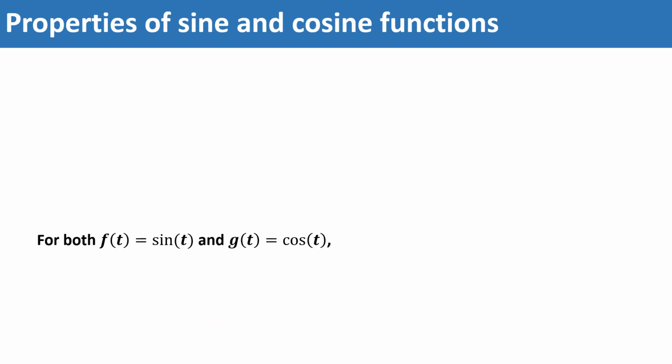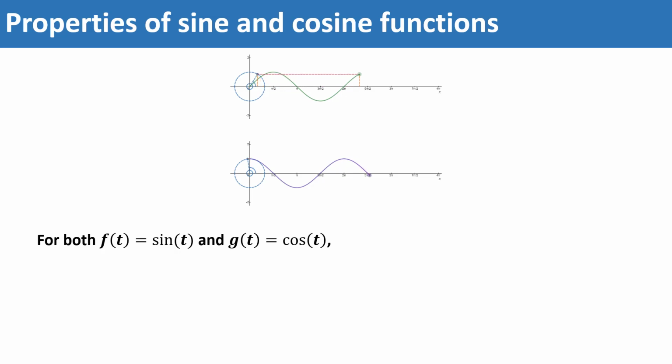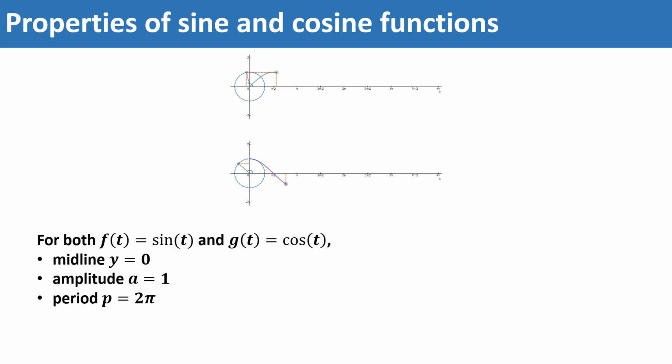Because the sine function results from tracking the y-coordinate of a point traversing the unit circle and the cosine function from the x-coordinate, the two functions have several shared properties of circular functions. Considering that both of these functions are generated by traversing the unit circle, which is centered at the origin and has a radius of 1, we can conclude that the sine and cosine functions have the following properties. The midline is y equals 0, the amplitude is 1, and the period is 2 pi.